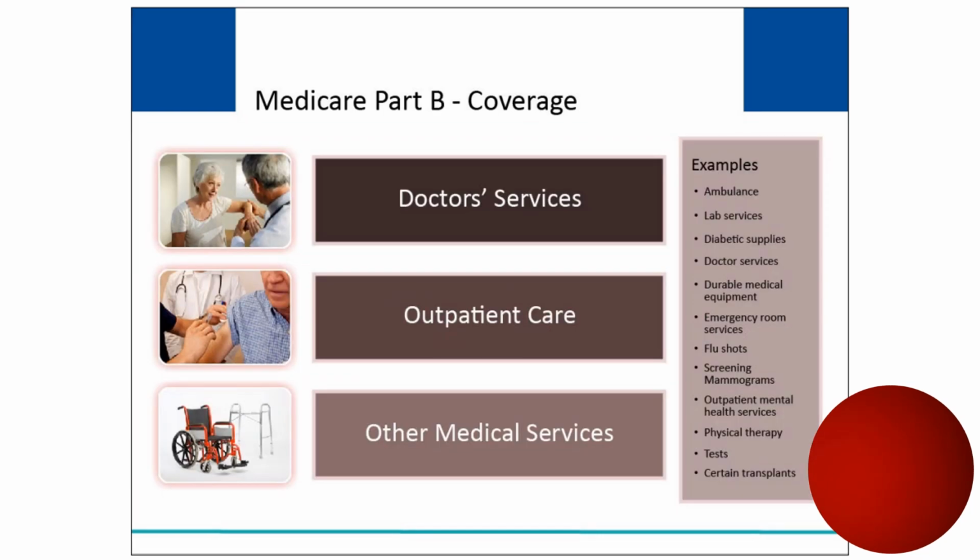Medicare Part B coverage. Medicare Part B, medical insurance, helps cover doctor services and outpatient care. It also covers some other medical services that Part A doesn't cover, such as the services of physical and occupational therapists and some home health care. Part B helps pay for these covered services and supplies when they are medically necessary. Beneficiaries must elect to enroll in Part B. Examples of services covered under Medicare Part B include ambulance, lab services, diabetic supplies, doctor services, durable medical equipment, emergency room services, flu shots, screening mammograms, outpatient mental health services, physical therapy, tests, and certain transplants.